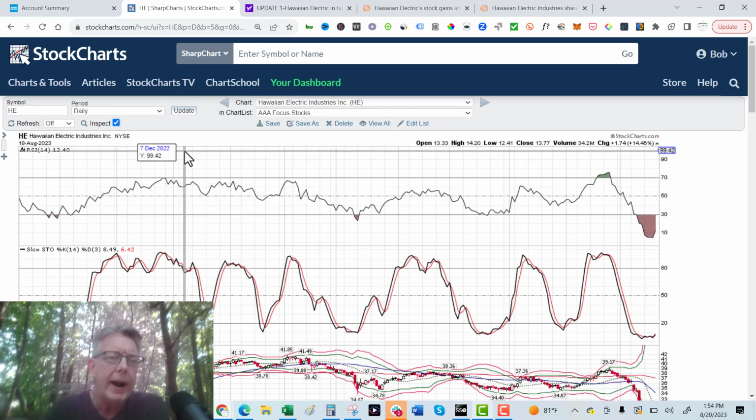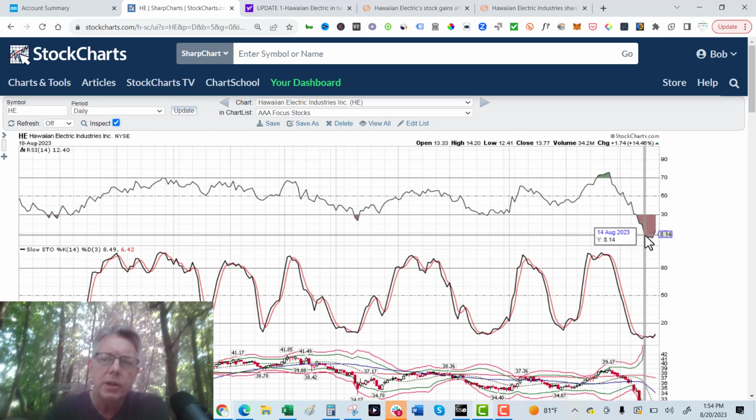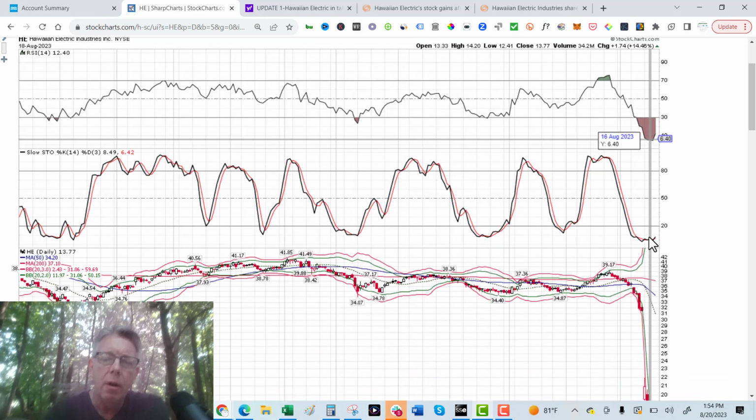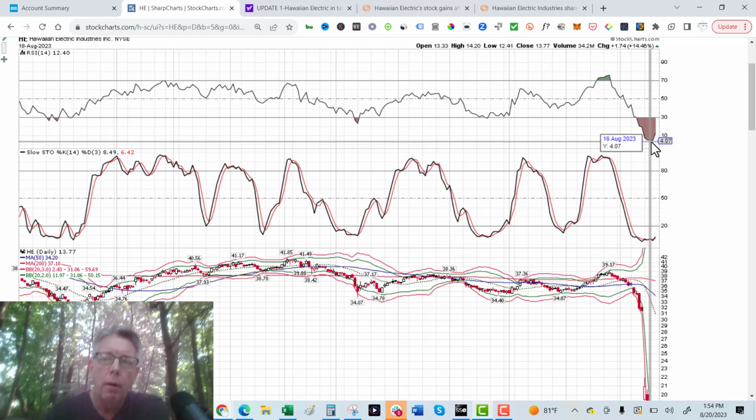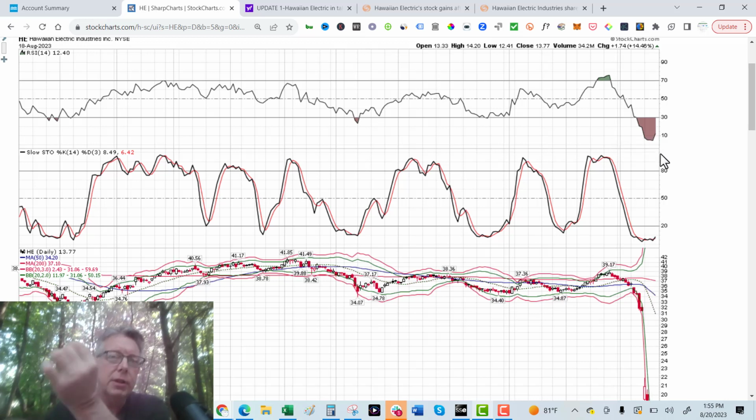Case in point, Hawaiian Electric, RSI was below 10 when I began to buy it. It hit a low when I was buying it pre-market the following day at around 4 on RSI. That is crazy, even for a stock where there's a possibility that someday down the road they may go bankrupt. Why would you buy a stock in that situation?